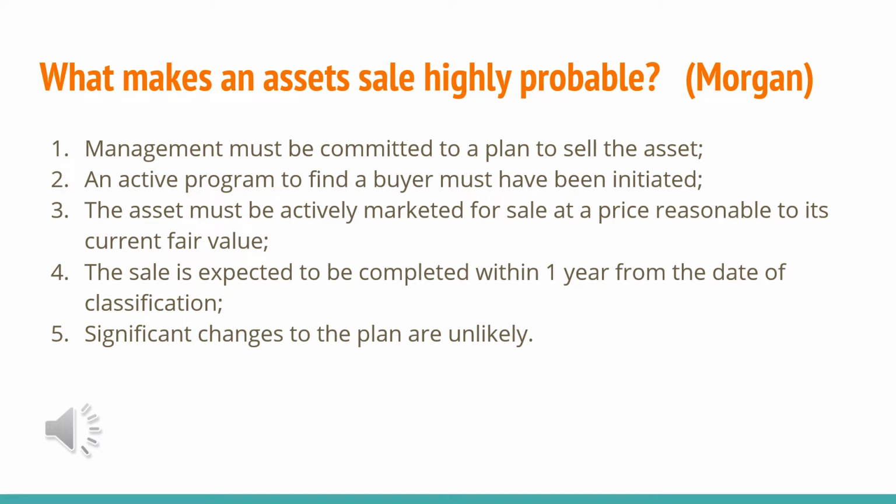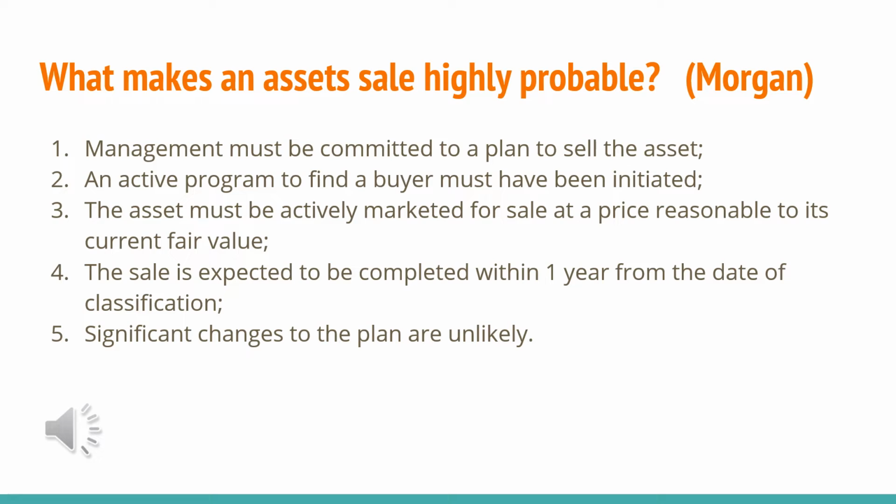What makes a sale highly probable? One, management must be committed to a plan to sell the asset. Two, an active program to find a buyer must have been initiated. Three, the asset must be actively marketed for sale at a price reasonable to its current fair value. Four, the sale is expected to be completed within one year from the date of classification. And five, significant changes to the plan are unlikely.